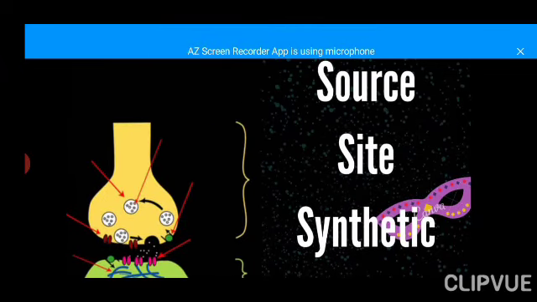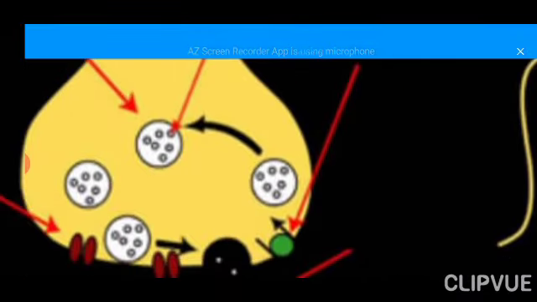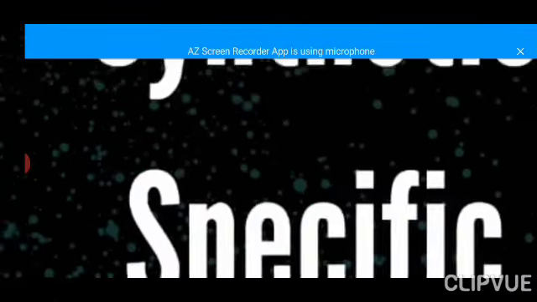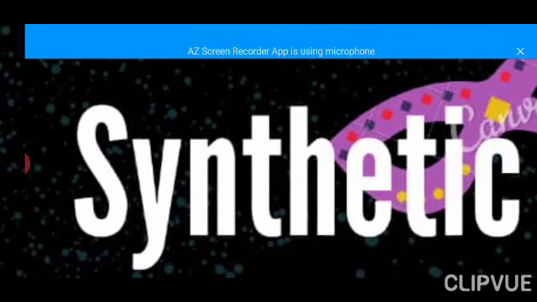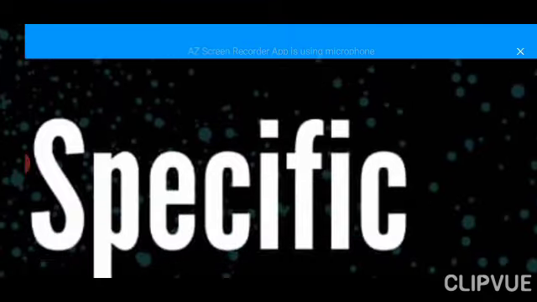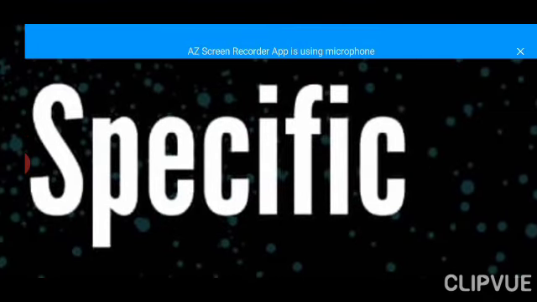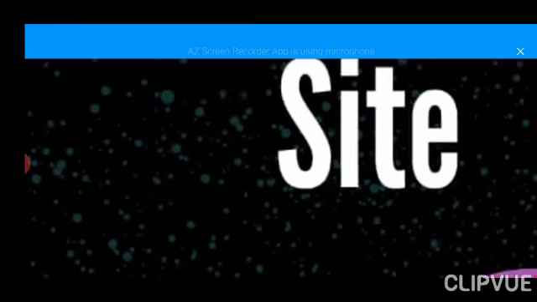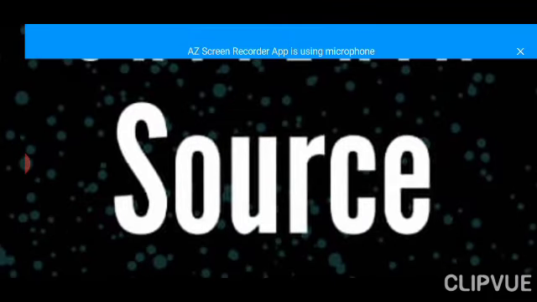What is source? We are saying before we can say a chemical substance is a neurotransmitter, it must be produced in the neuron. Then site, where are we supposed to find it? We must find it at the presynaptic end. The neurotransmitter must be present at the presynaptic end. Then the synthetic form must act like the endogenous form, and there must be a specific termination mechanism that must be well understood.